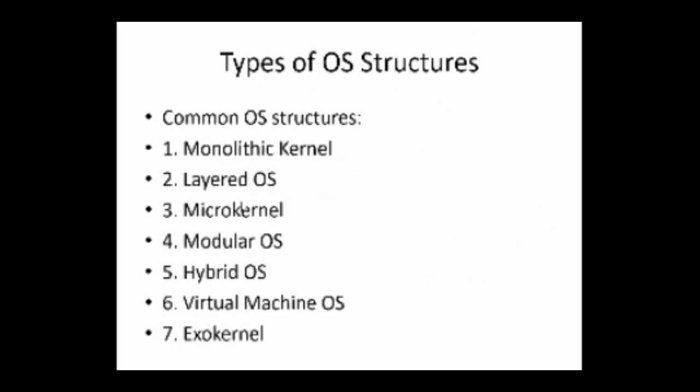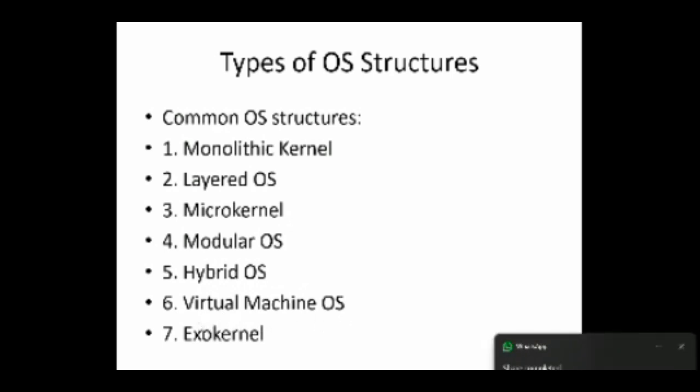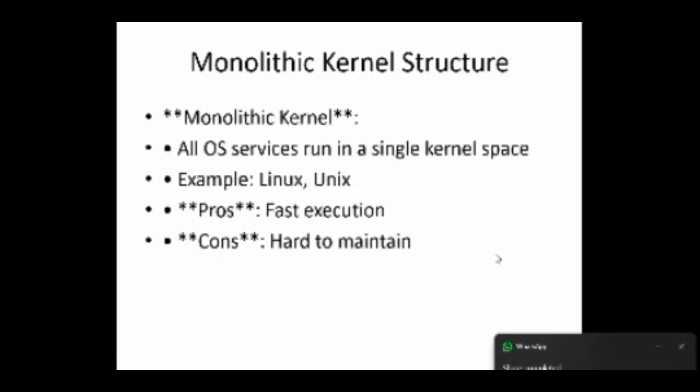The types of OS structures. The common structures are monolithic kernel, layered OS, microkernel, modular OS, hybrid OS, and virtual machine OS.